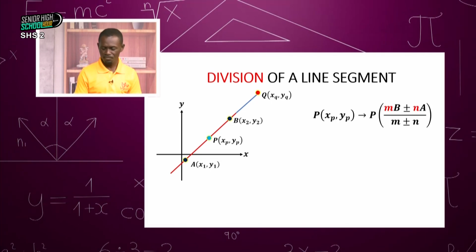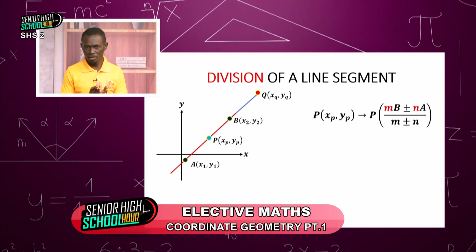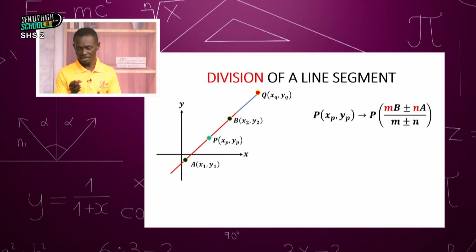What is the formula for it? Simple, this way. Your internal point, P, will map to the ratio M multiplied by the coordinate of B, plus or minus the ratio N multiplied by the coordinate of A, divided by the sum or the difference of the ratio. Why plus or minus? You use plus if it is internal and minus if it is external. So if it was an external point Q, it would have been minus. Now look at the order, M by B, not M by A, plus or minus N by A. So first with second, second with first.